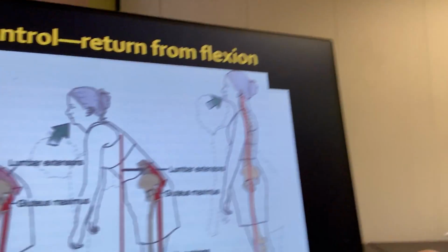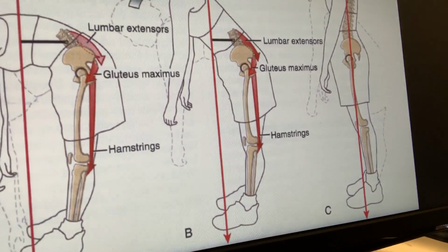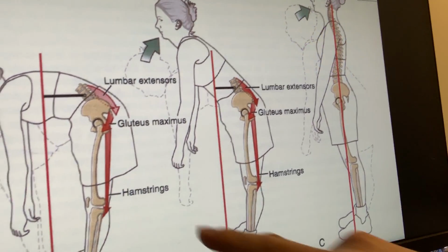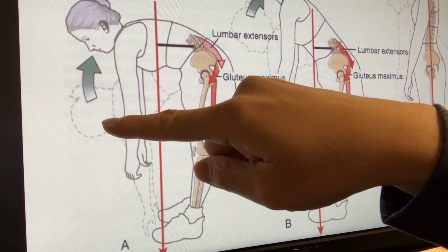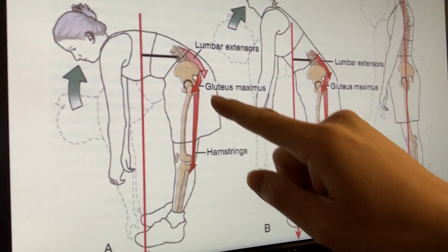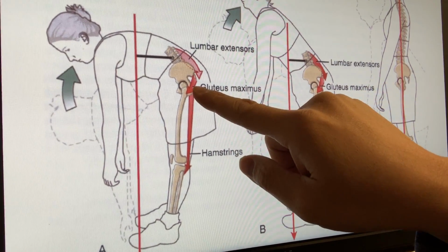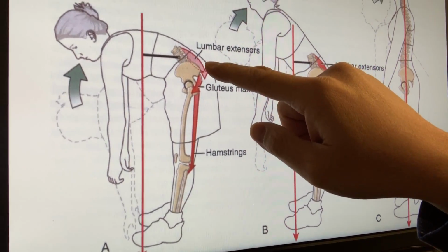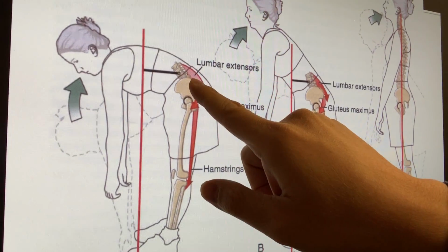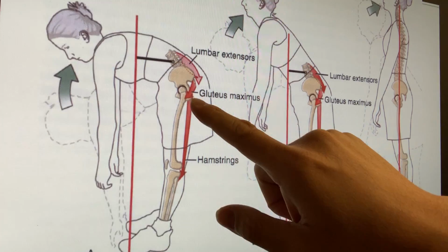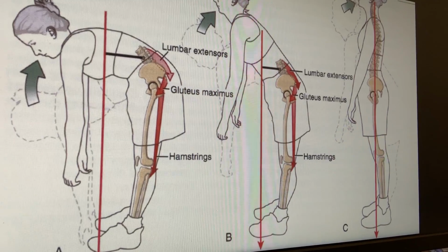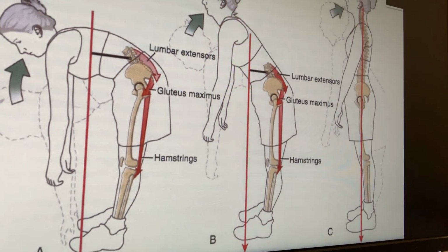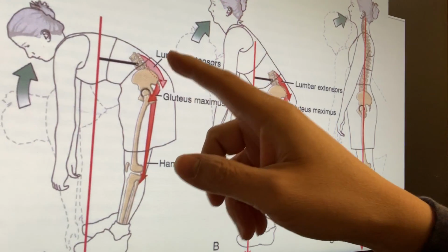In these pictures, when you are bending forward pretty deep and then you're ready to stand up, the gluteus muscles actually need to kick in. Then the lumbar extensors will also kick in, but they're very mild, because you can see the color is pink. This one is dark red, which means you have a lot. So hamstrings, gluteus muscles, and the back extensors. The back extensor is not the main muscle, but if you overuse it, that's wrong.